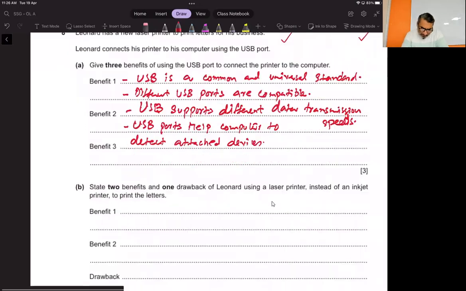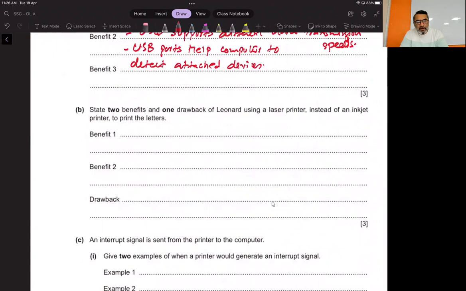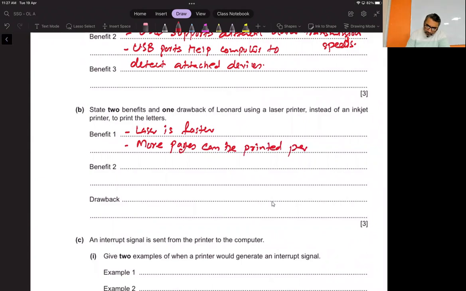That's about it. Okay. State 2 benefits and 1 drawback of Leonard using a laser printer instead of inkjet printer. 2 benefits. Benefit, laser is faster. More pages can be printed per toner. Toner is basically the cartridge.